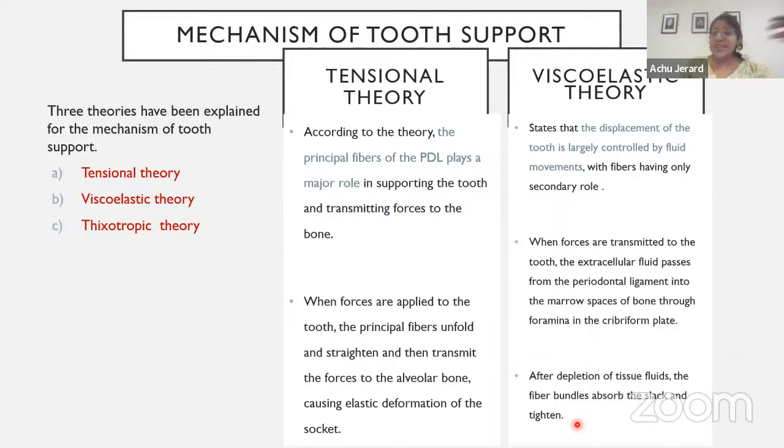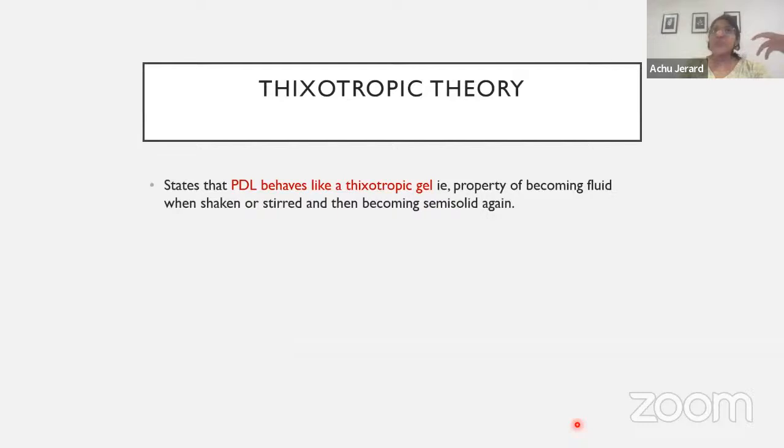But the latest, and what we believe in now, is the thixotropic theory, in which we believe that PDL behaves like a thixotropic gel. A thixotropic gel is one where, when an excessive force is applied, it becomes fluid or gel-like in consistency, and once the force is not there, it becomes semi-solid again. So when the force is there, it becomes more liquid, and once it is taken away, it becomes semi-solid again. That is what the thixotropic theory states.